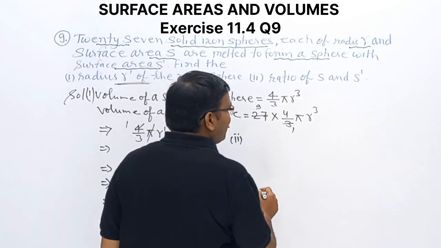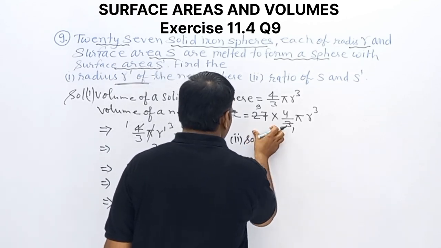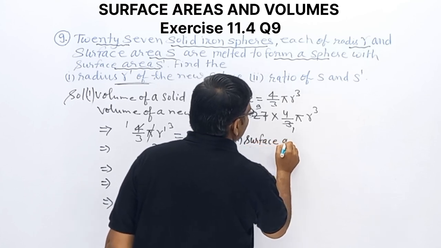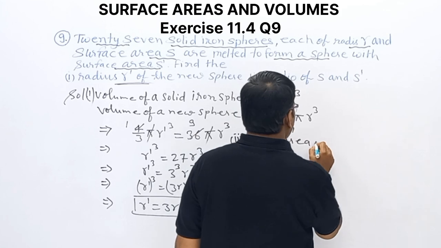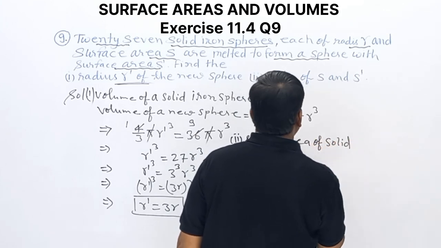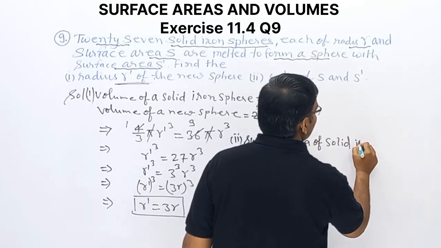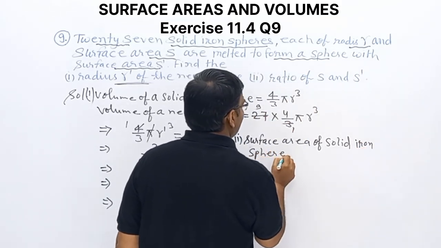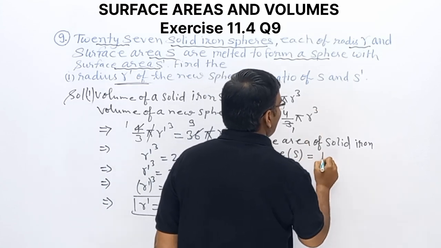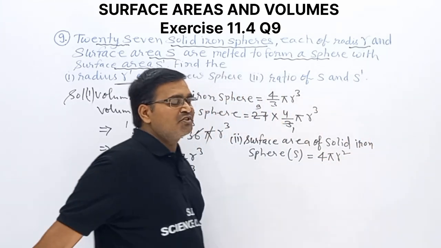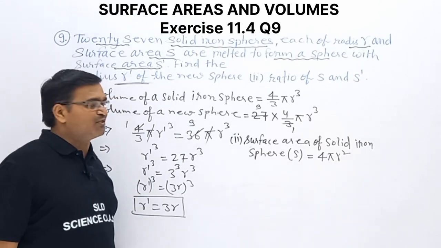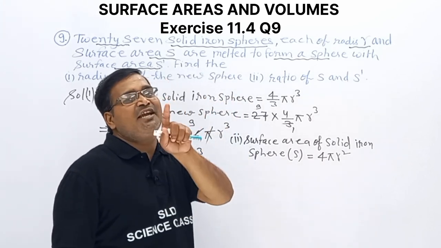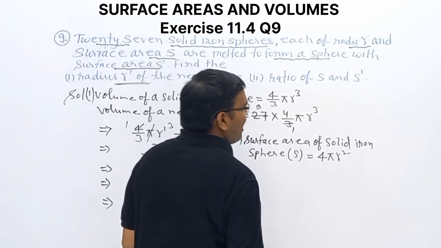What about the surface area of a solid iron sphere? This is S, and it is equal to 4 pi r square. The surface area of a sphere is 4 pi r square, and the radius of the sphere is r. For the new sphere, the radius will be r dash.